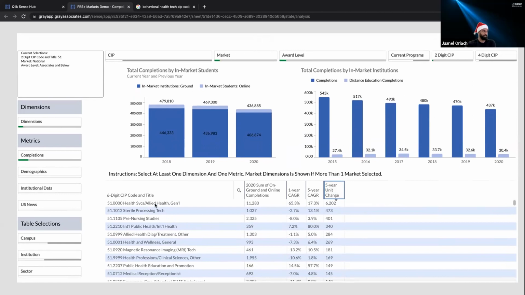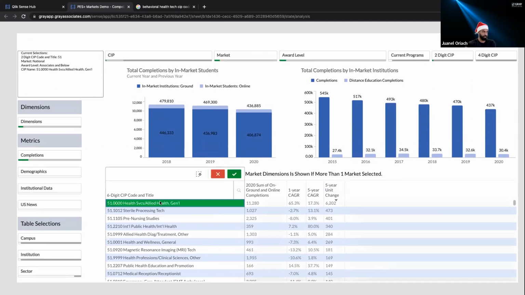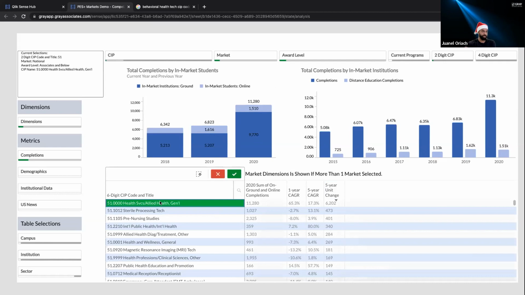I would say this health services, allied health, is probably an area that's seeing an increasing trend line for some reason. I'd be curious to see what the 2021 data looks like here. There's something going on here. Not familiar with this field though. I'm not sure what this is.